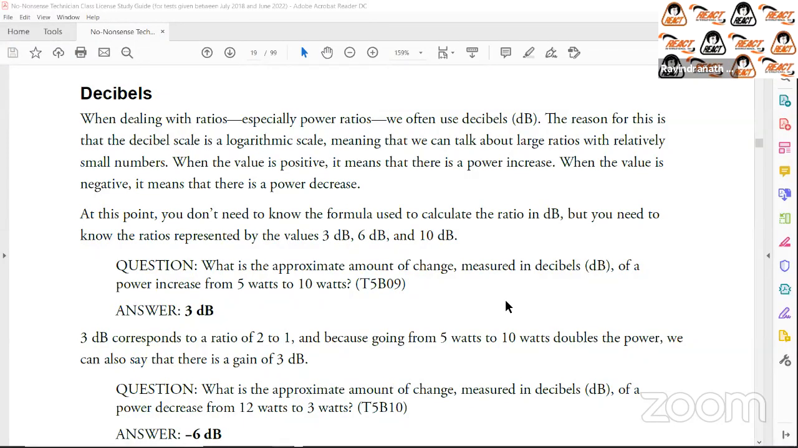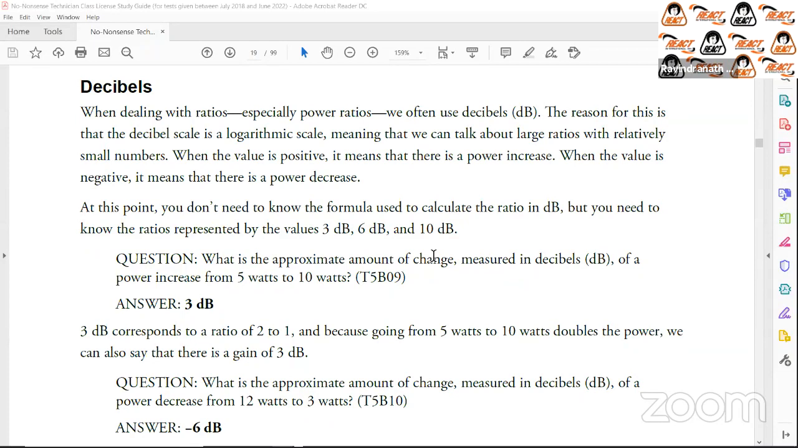So we move on to the topic of decibels. Decibels you will encounter in the amateur radio world because that is a measurement you will see used for several things, and we must understand what the decibel is.